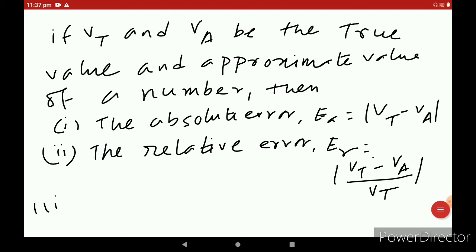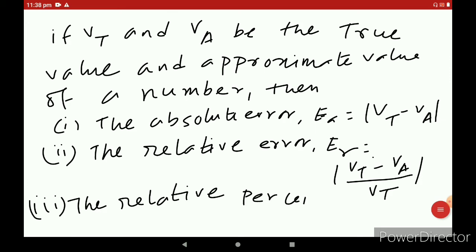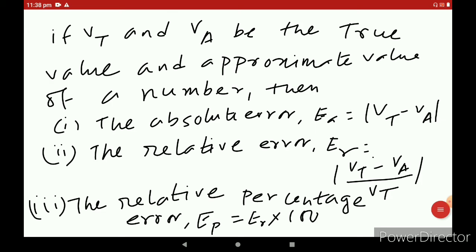And number 3, the relative percentage error P equal to, we give, Er into 100, that is mod Vt minus Va by Vt into 100.